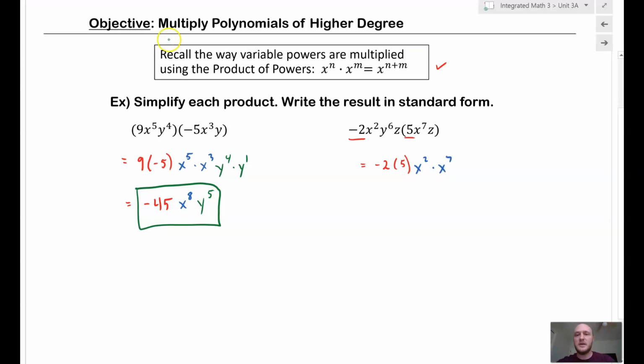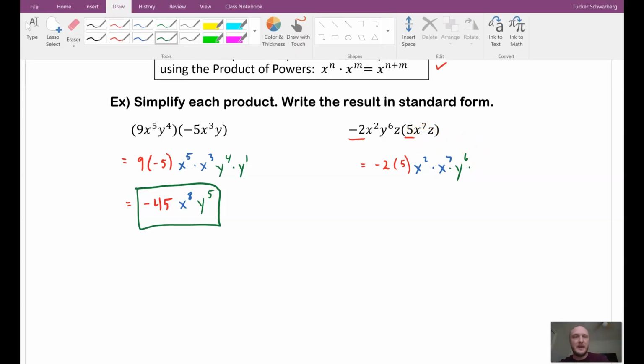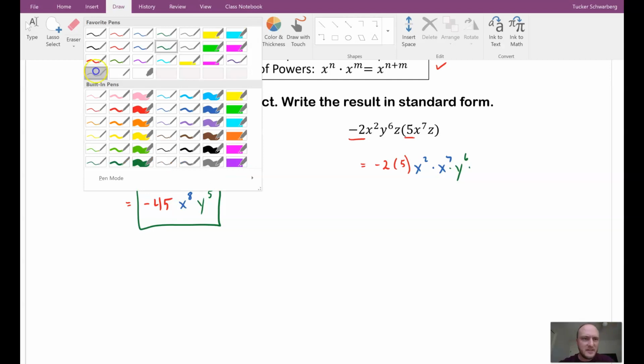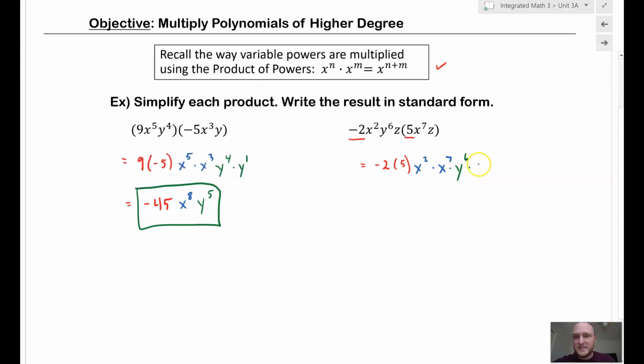Okay, now I'll do the y's, y to the 6th, times, looks like I don't have any y's there, so that's the only y. And then I gotta bust out some more colors here. I gotta multiply the z's, so z times z, and again, if it's just a variable, it's to the power of 1.